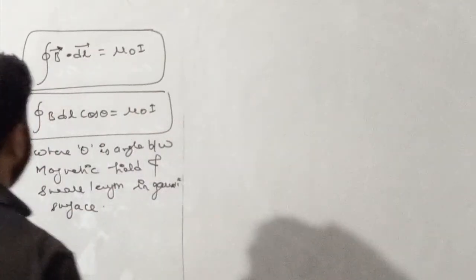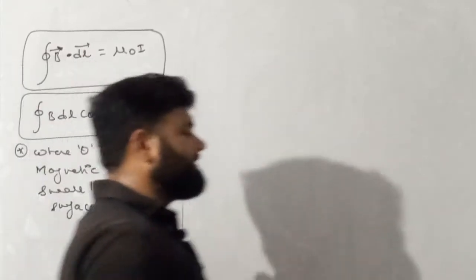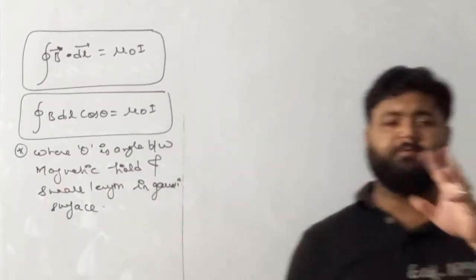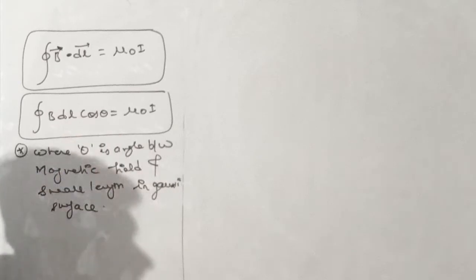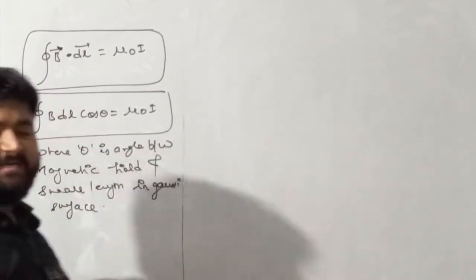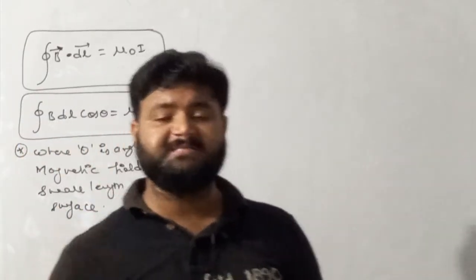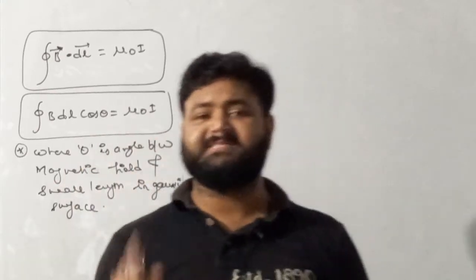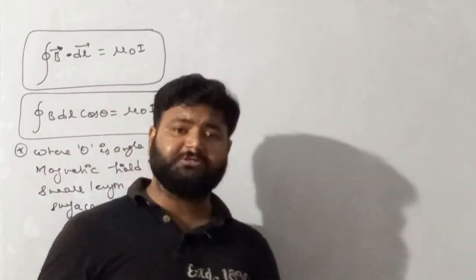So the formula of Ampere's circuital law is B vector dot dl vector equals mu naught I. And one more thing you have to remember, my dear student: this B vector dot dl vector can be written as B dl cos theta. Here theta is the angle between the magnetic field and the small length of the conductor, and this small length dl is considered to be on the Gaussian surface.